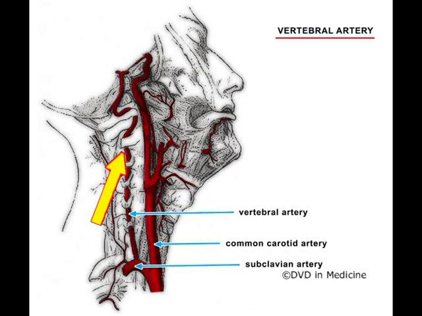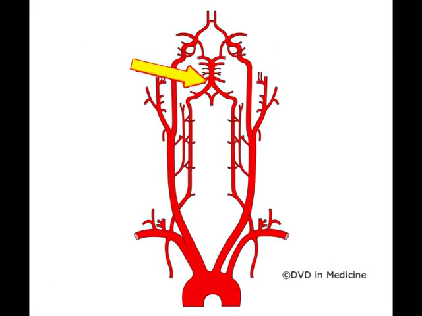It emerges from the vertebral canal at the level of the axis, passing behind the lateral mass of the atlas to enter the skull through the foramen magnum, and runs anterior to the brainstem to join with the vessel from the other side in front of the brainstem to form the basilar artery.